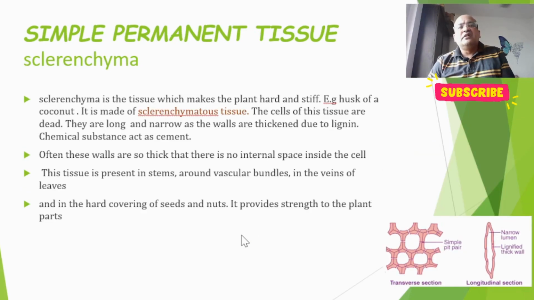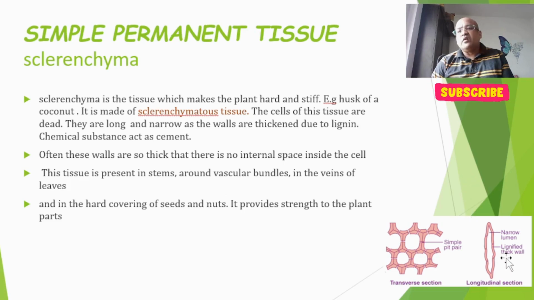Now let's see the next simple permanent tissue, that is the sclerenchyma. Sclerenchyma is the tissue which makes the plant hard and stiff. So the hardness and stiffness is given by sclerenchyma. You'll see the husk of the coconut is an example of sclerenchyma, made of sclerenchymatous tissues. The cells of these tissues are dead. They are long, narrow, as the walls are thickened due to lignin.